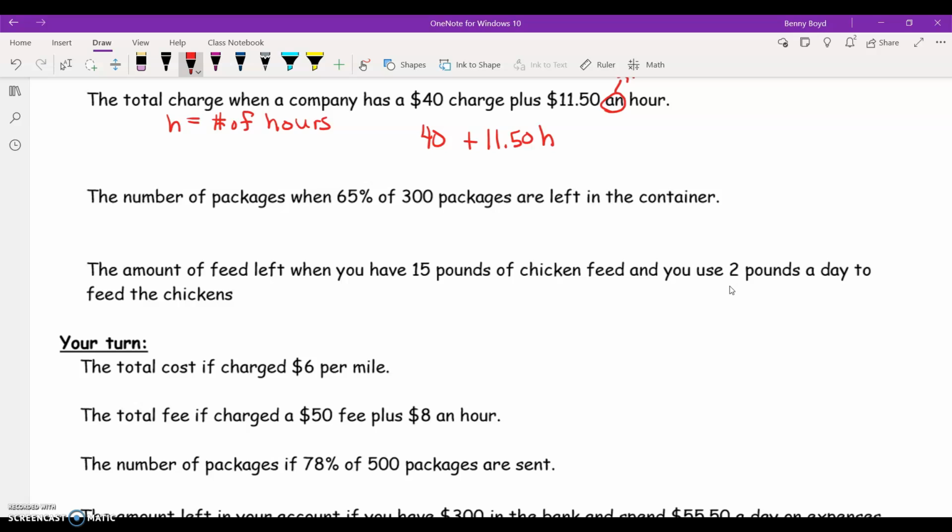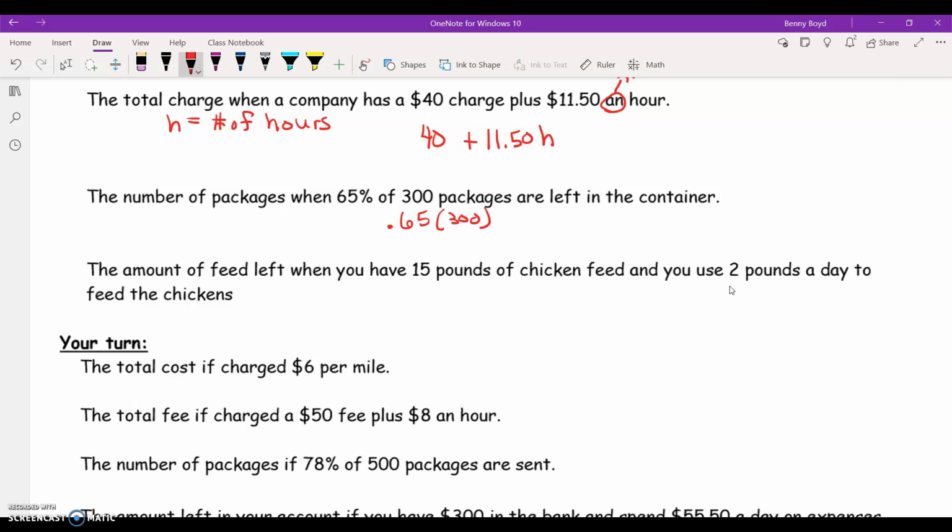So the number of packages when 65% of the packages are left. So let's see. This one I don't even think represents a variable. This would just be 65% times 300. So we don't even need a variable here because 65% of 300 would be how many packages. So we could make this one an equation where 0.65 times 300 is P, but we're asked to write an expression, so we're not going to throw that equal sign in there. Okay, let's move on to the next one.